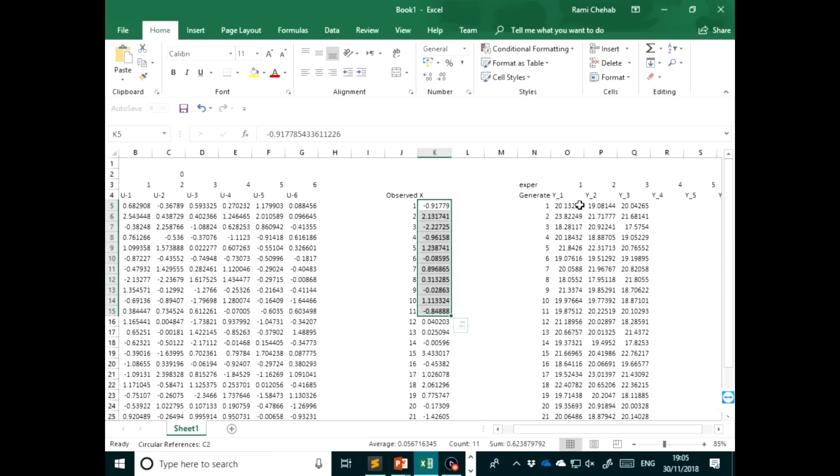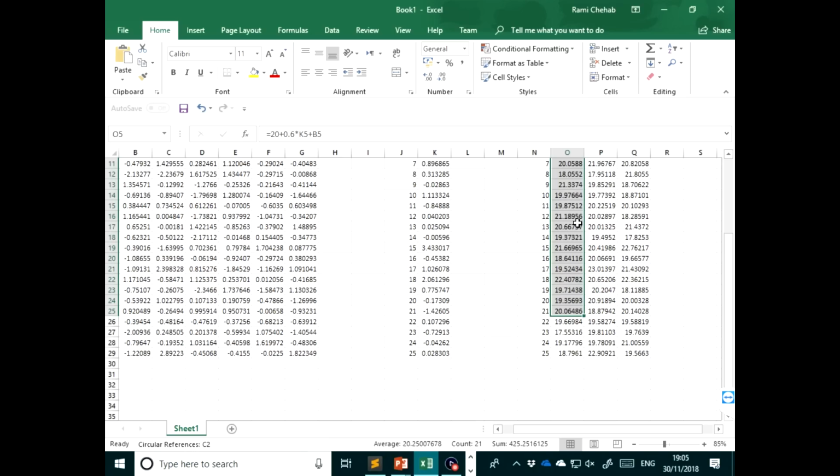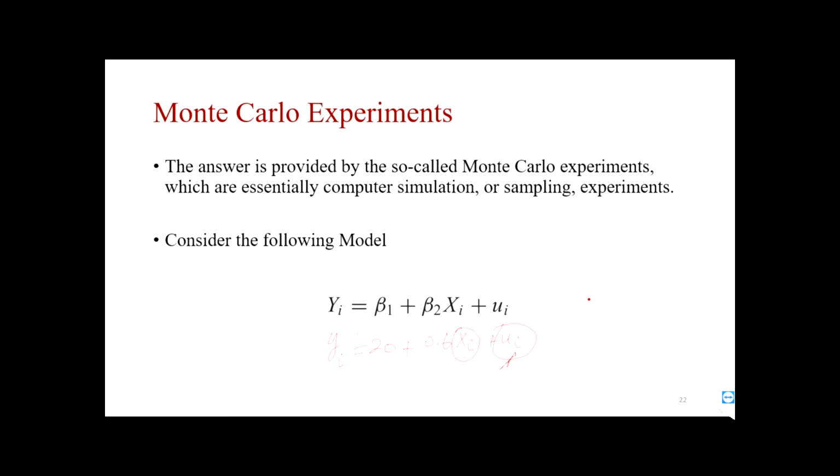you will find out that you will have how many betas? You will have beta 1 hat, beta 2 hat, right? So you are going to be having beta 1 hat for experiment 1, beta 1 hat for experiment 2, beta 1 hat for experiment 3, and so on. And obviously you're going to be having beta 2 hat for experiment 1, beta 2 hat for experiment 2, and beta 2 hat for experiment 3, and so on.